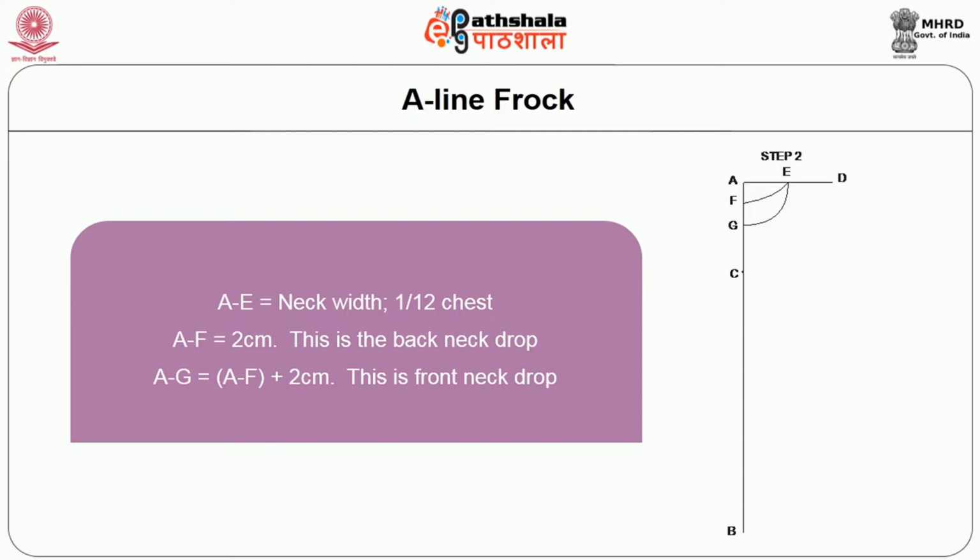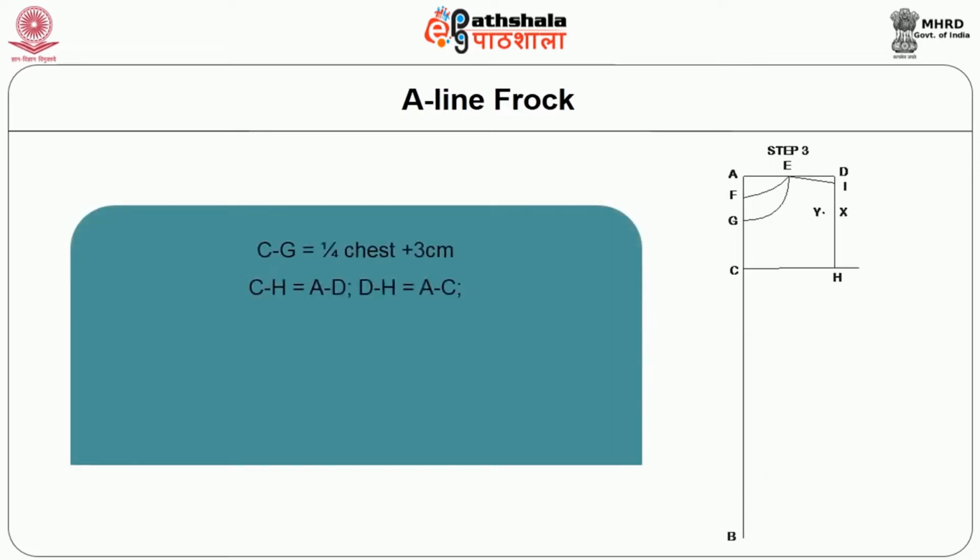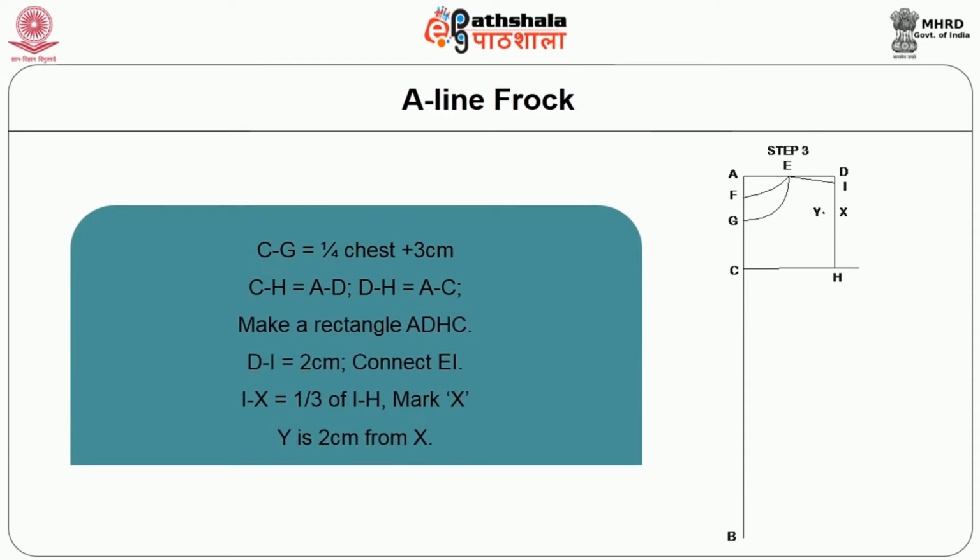Connect the front and the back neckline as shown. The shape and depth of the neck can be changed according to the taste of the wearer. CG is 1/4 chest plus 3 cm. CH is equal to AD and DH is the same as AC. Make a rectangle A, D, H and C as shown.